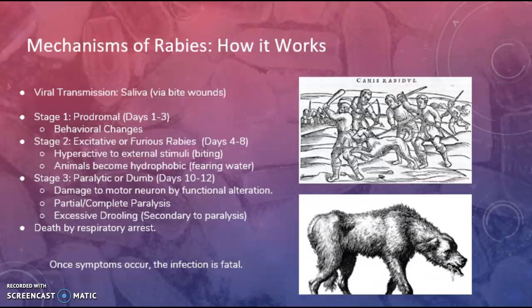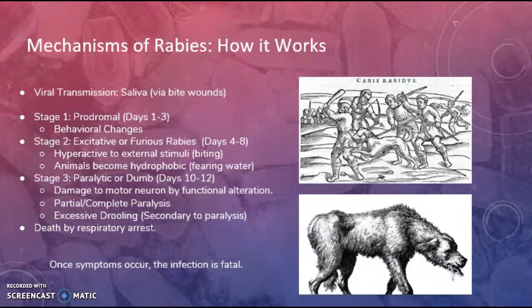The second stage is the excitative stage, which lasts 3 to 4 days. This is the stage that is often known as furious rabies, due to the tendency of the affected animal to be hyperactive to external stimuli and bite at anything near. Animals in this stage also become hydrophobic.